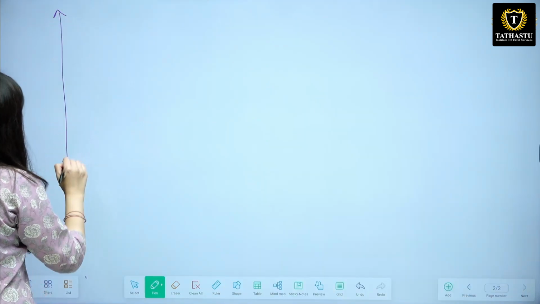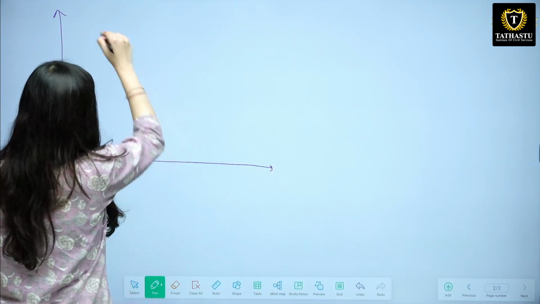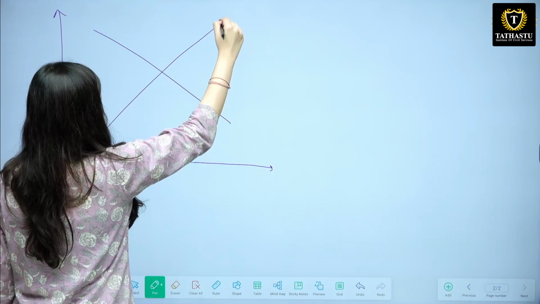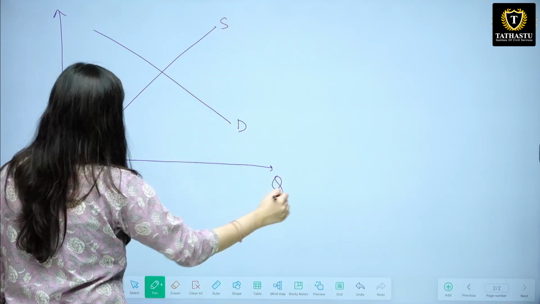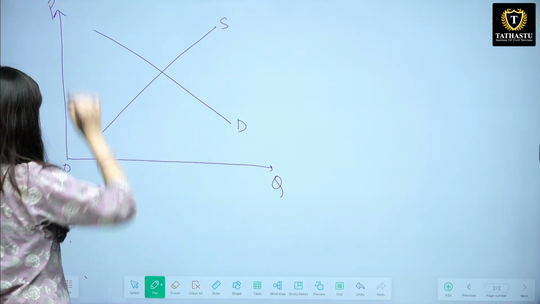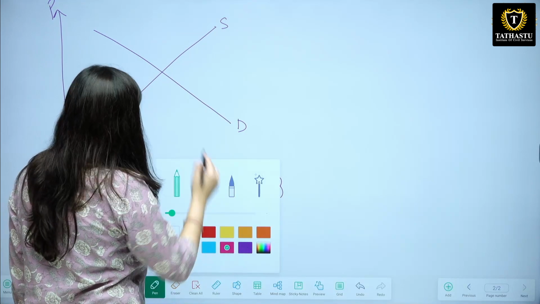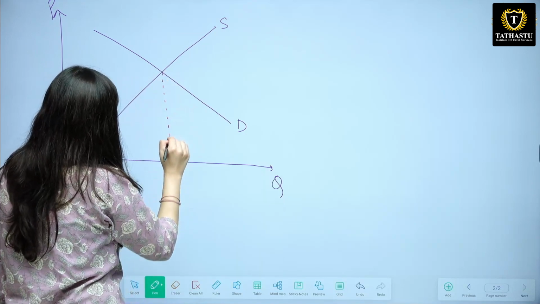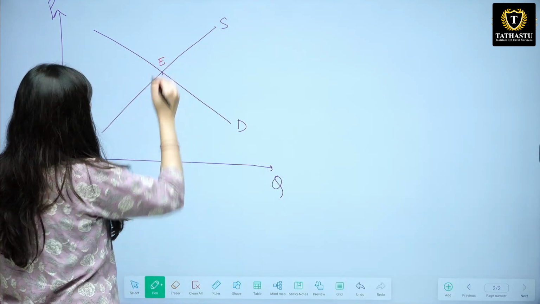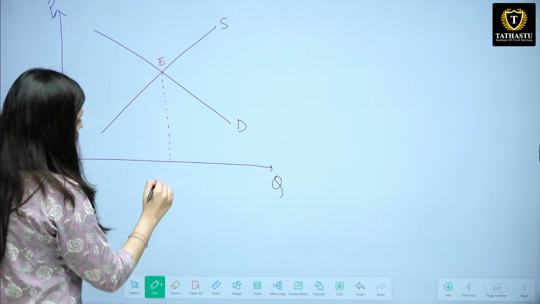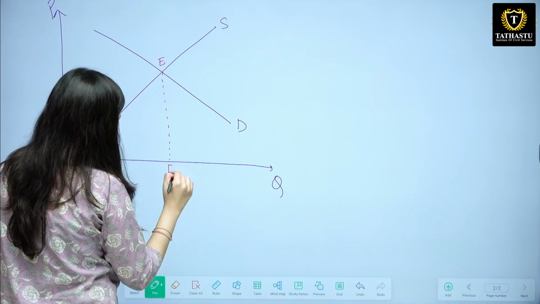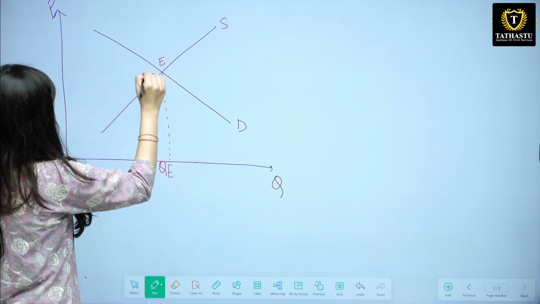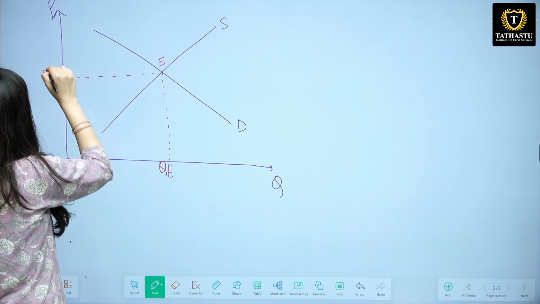So we have market demand curve and market supply curve. Okay, this is S, this is D, this is Q, this is 0, this is your price. Okay, now let's say at this point we are in equilibrium. Quantity demanded is equal to quantity supplied. So this will be your equilibrium point, equilibrium quantity, and this is your equilibrium price.